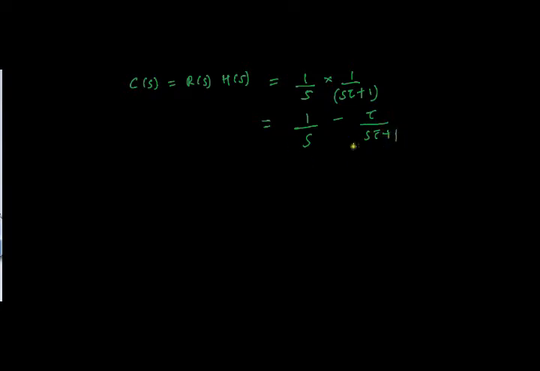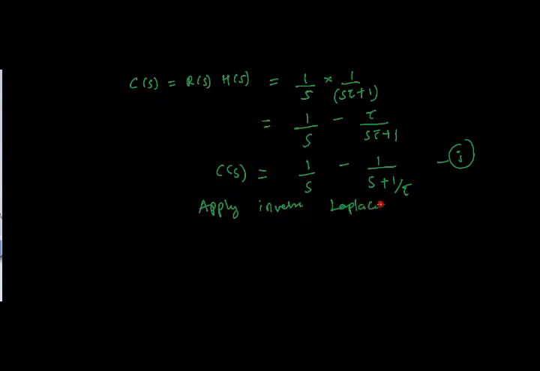Okay, if you simplify this, it can also be represented as 1 upon s minus 1 upon s plus 1 over tau. Okay, so this is C(s). Let's call it equation 1. Now we need to apply inverse Laplace transform to get back to the time domain. On equation 1, we get c(t).